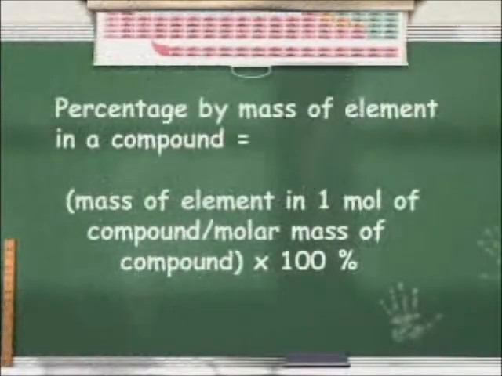To calculate the percentage by mass for an element in a compound, you divide the mass of the element in the compound by the total mass of the compound and multiply by 100%. When asked to find the percentage composition for a compound, this procedure is followed for every element in the compound.